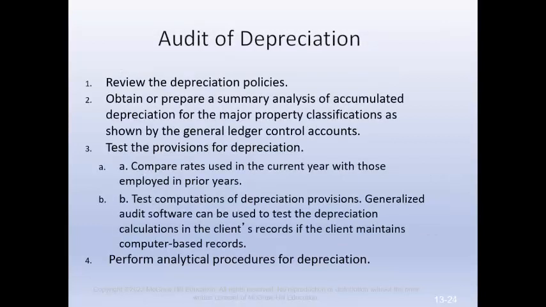The first substantive procedure in reviewing depreciation is to review the depreciation policies set forth in company manuals or other management directives and determine whether the methods in use are designed to allocate cost of plant and equipment assets systematically over their service lives. Next, the auditor should obtain or prepare a summary analysis of accumulated depreciation for the major property classifications as shown by the general ledger control accounts, listing beginning balances, provision for depreciation during the year, retirements, and ending balances.